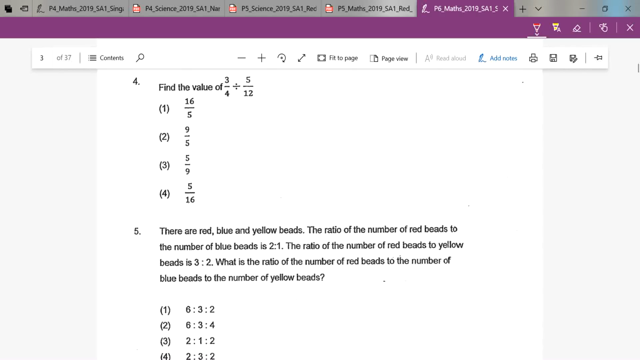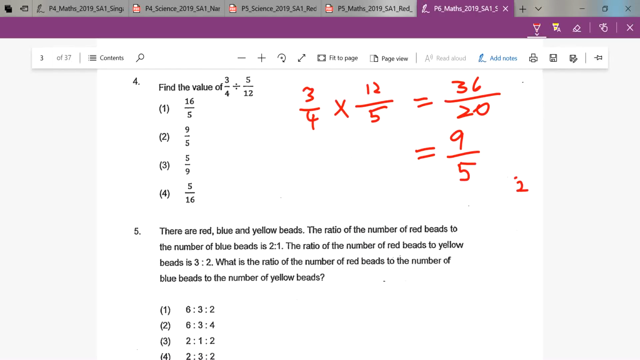Question 4, find the value of 3 over 4 divided by 5 over 12. So this is a keep, change, flip question, right? You keep the 3 over 4, you change the divide to times, and you flip the second fraction. Why do we do that? Because it's easier to calculate. You can just times your fractions fast. It's more intuitive. So 36 over 20, you will have to simplify it. If I divide by 4, it will be a 9 and a 5. So answer is number 2.